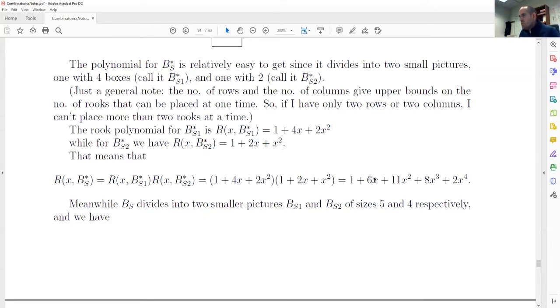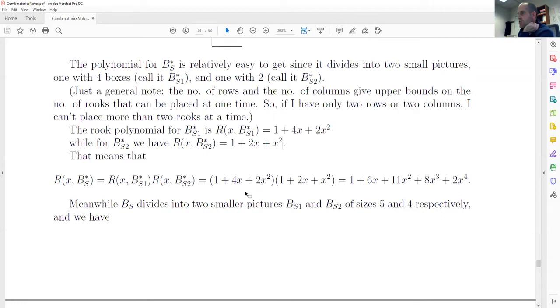So that's 1 plus, you know, 2x plus 4x is 6x. How do I get x squared? So it's going to be 1 times x squared is x squared, 2 plus 8x squared plus 2x squared is 11x squared total. And I'll let you work out the other one.